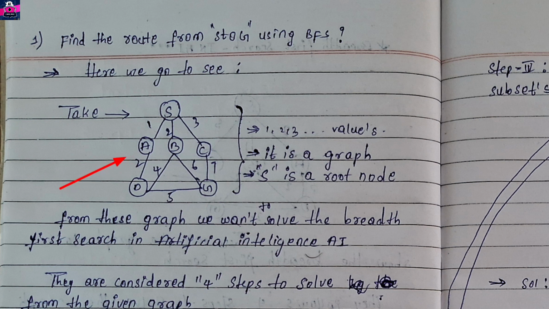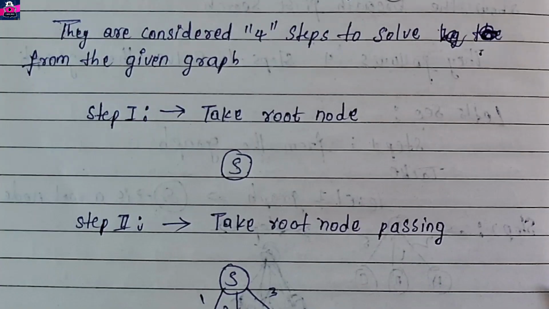Take a graph like the one showing on the screen. The numbers 1, 2, 3 represent the values from the root node to the passing nodes. It is a graph, and S is the root node. From this graph we want to solve breadth first search in artificial intelligence, AI. There are 4 steps to solve it from the given graph.